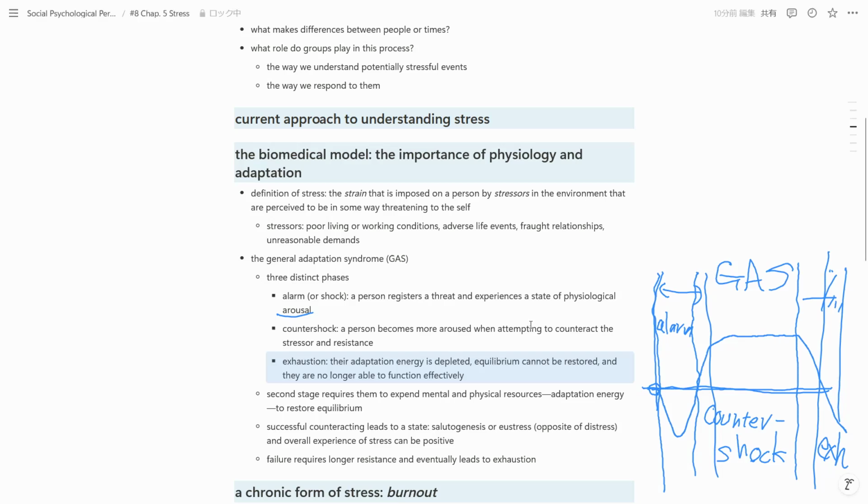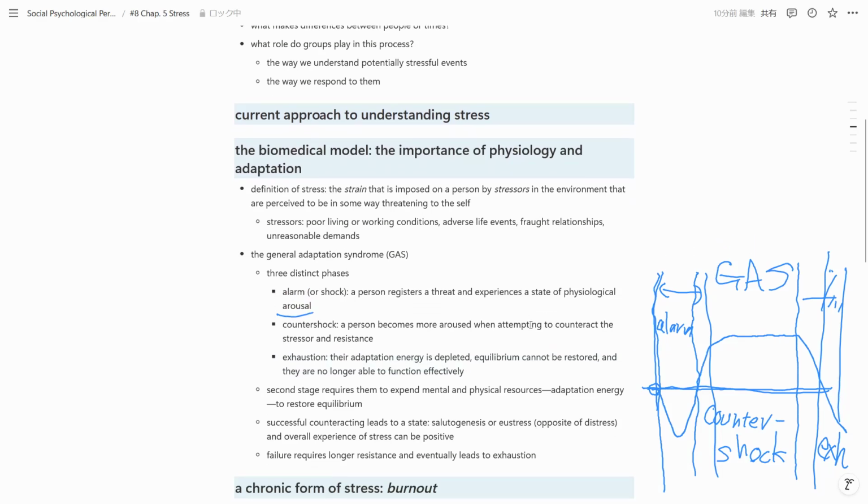So basically it goes below the equilibrium state here, no? And they are no longer able to function effectively. Okay, so basically, if you go below the equilibrium state, then you are more likely to develop some physiological or psychological problems. Okay, and the second stage requires them to expend mental and physical resources, adaptation energy, to restore equilibrium.